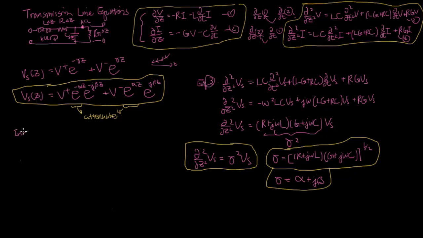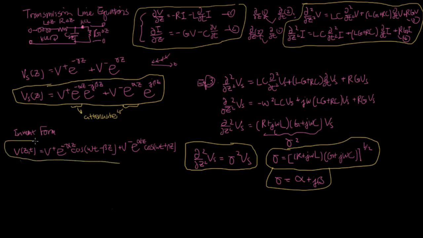So the instantaneous form, now there's no subscript z, and it's a function of z and t, is going to be equal to v plus e to the minus alpha z cosine of omega t minus beta z, plus v minus e to the alpha z cosine of omega t plus beta z. So that is what the instantaneous form of the solution to our lossy transmission line looks like.